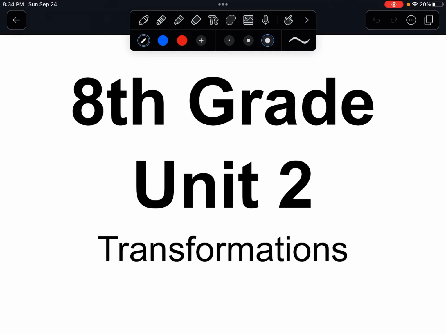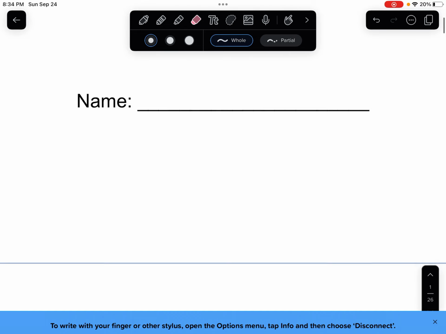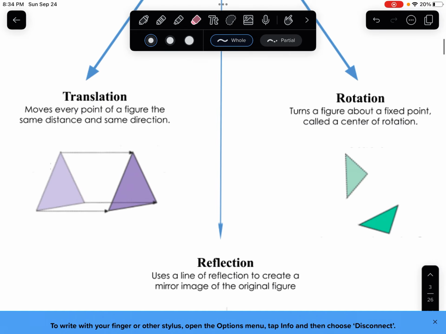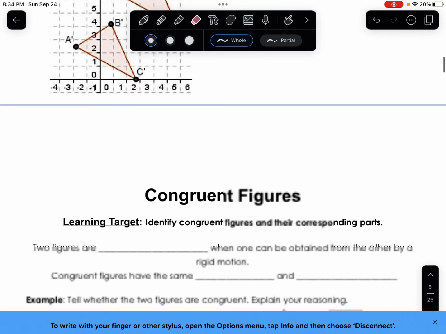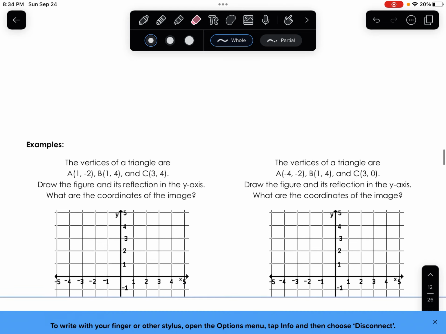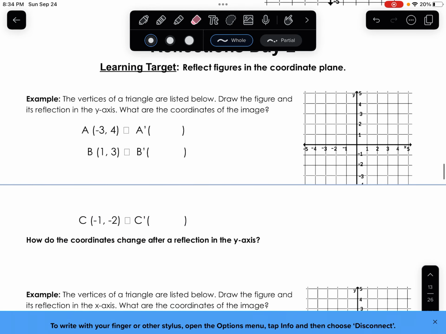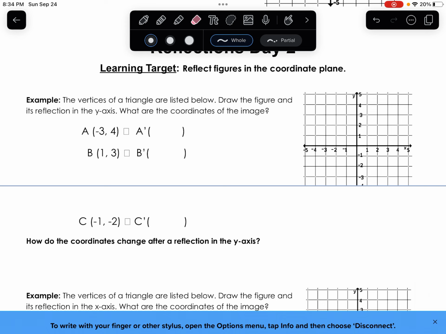All right, guys, today we are going to look at reflections. Reflections day 2. Let me get there. All right, awesome. So today we are going to look at the rules for reflecting.